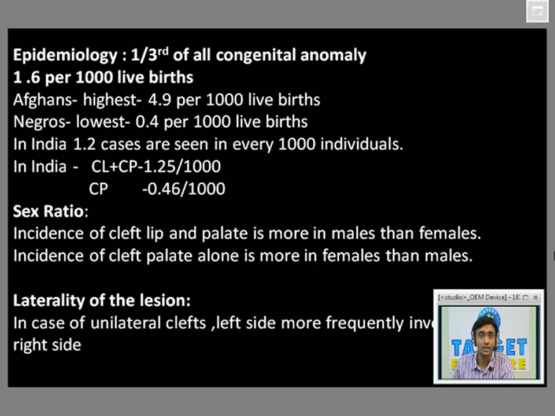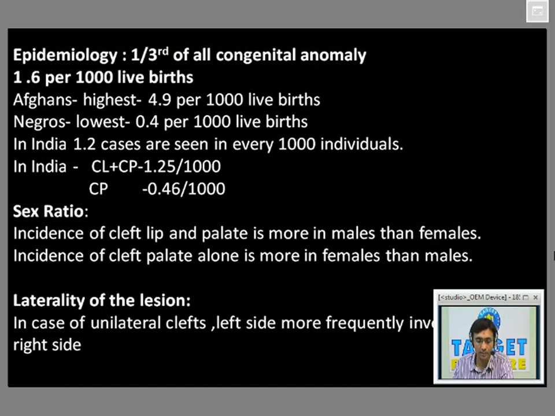Anywhere in the world, it has been reported the cleft incidence is from 1 in 600 to 1000. Now, in India, for cleft lip plus cleft palate, like a patient having cleft lip and a cleft palate, the incidence is 1.25, which shows that a cleft lip patient is more likely to have a cleft palate also. For a lone cleft palate, the incidence is less, that is 0.46 per 1000 individuals.